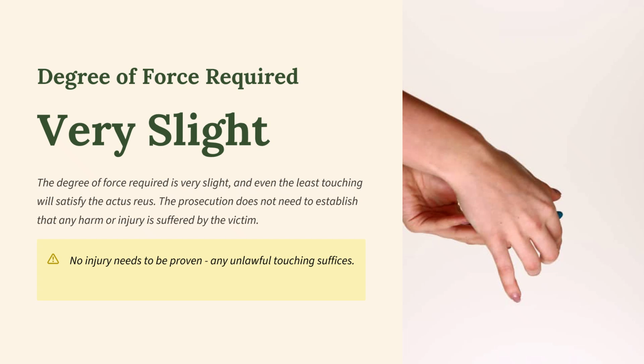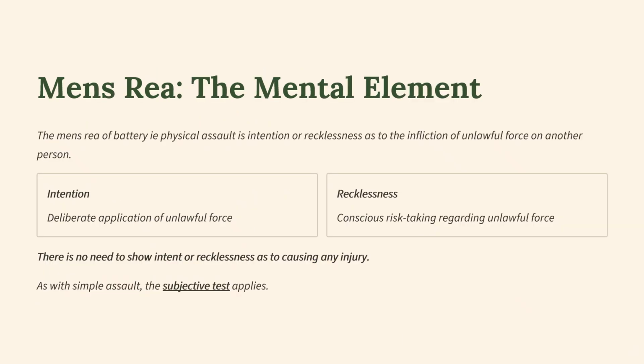Degree of force required, very slight. The degree of force required is very slight, and even the least touching will satisfy the actus reus. The prosecution does not need to establish that any harm or injury is suffered by the victim. No injury needs to be proven. Any unlawful touching suffices. Let's look at the mens rea, the mental element of this offence.